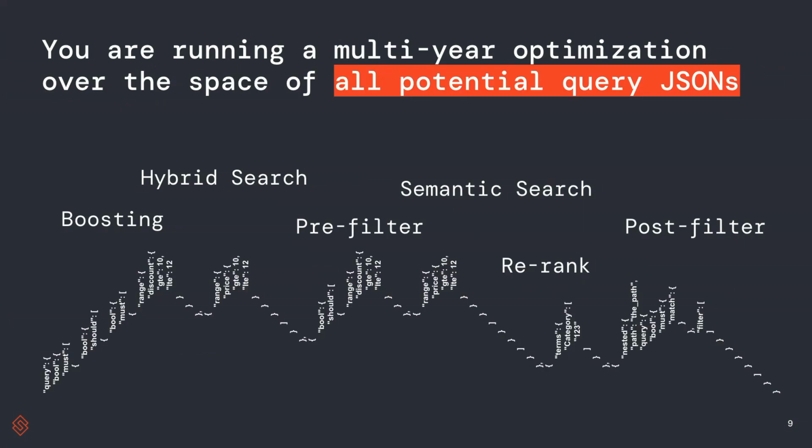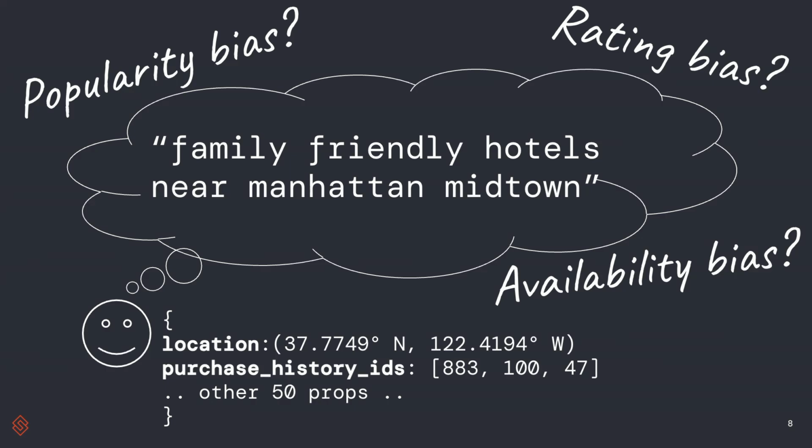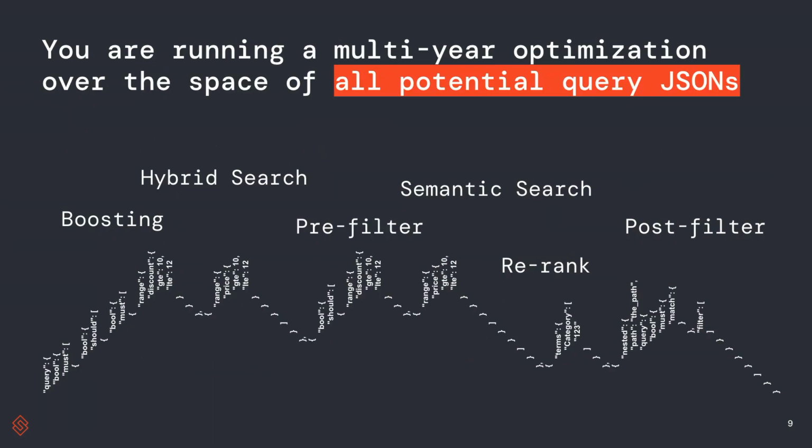Okay, so when you work on a search system, basically we're running a multi-year optimization over the space of potential query JSONs in your OpenSearch system, and you have all these tricks and things you are using to search this space of queries that you are hoping to encode with that JSON query, right? And it's actually kind of hard to optimize over a space of JSON objects, right? This is not smooth. This is not what ML people like to do.